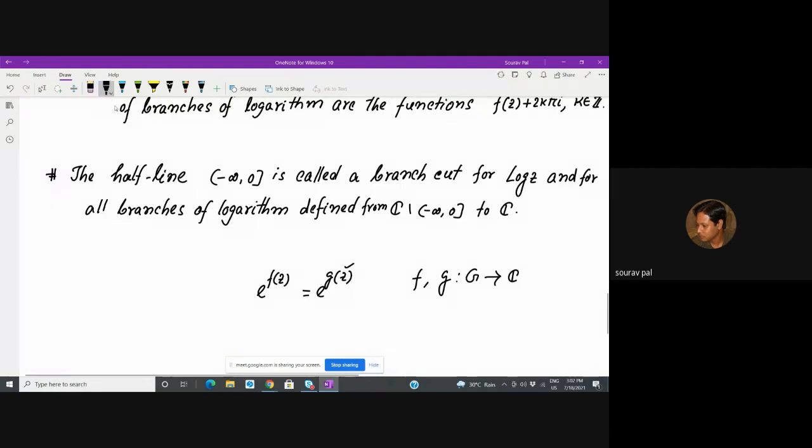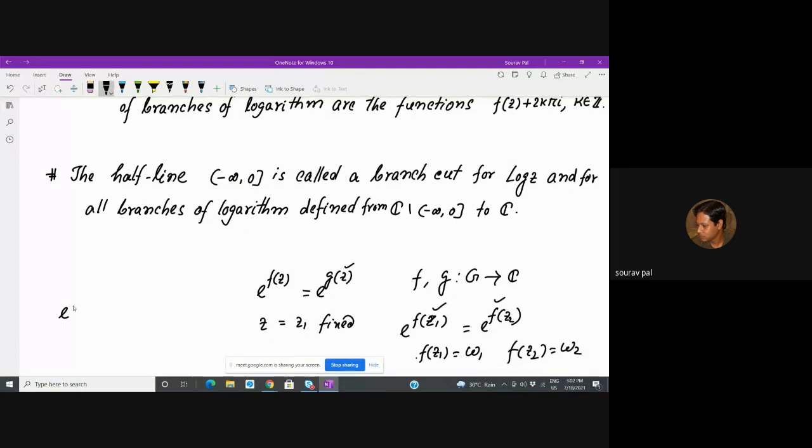If you choose a particular z, say z equal to z1, this is fixed. Then you write e to the f(z1) is equal to e to the g(z1), and they are merely two points. If you call f(z1) to be w1 and g(z1) to be w2, then it gives us e to the w1 is equal to e to the w2, and we have that w1 is equal to w2 plus 2k pi i. So this is what we have. If you change this point z1, then you have a different k.